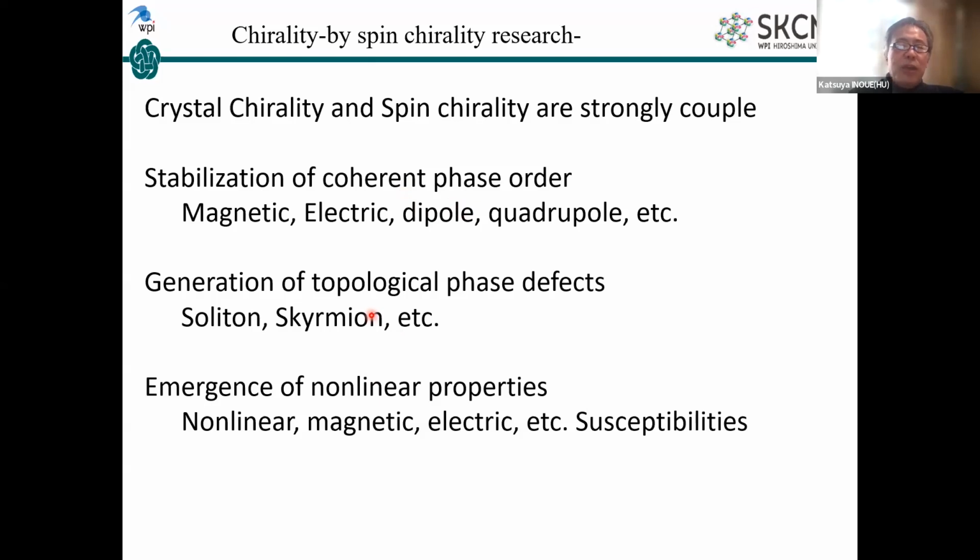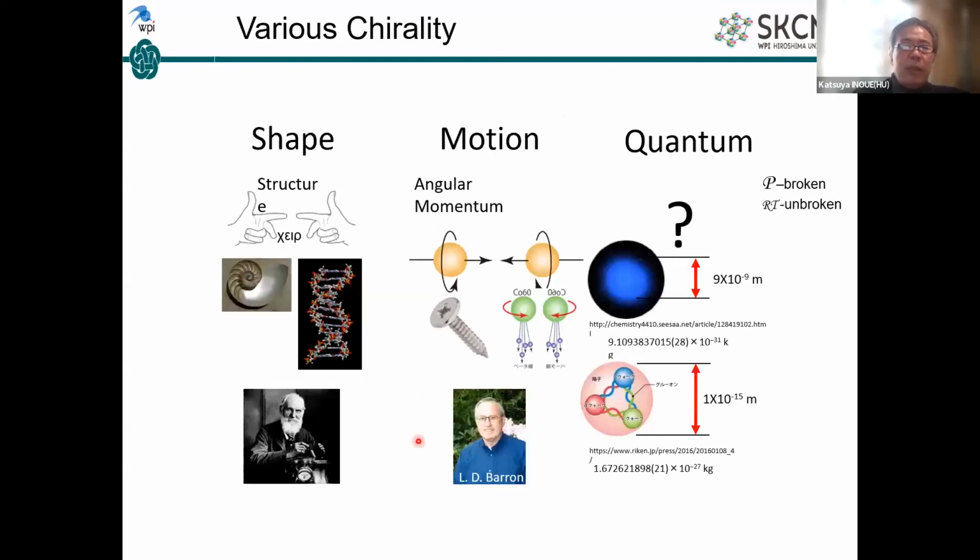It is a spin case. We already showed before chiral spin solitons, skyrmions, and so on. The fourth important thing is the emergence of nonlinear properties. We can find nonlinear magnetic susceptibilities, and we can find electric nonlinear susceptibilities in the chiral system. And now let's go further.